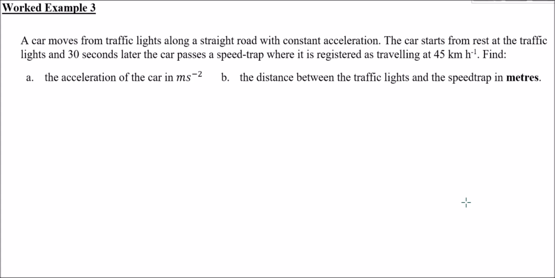So we need to find the acceleration of the car, but be careful, it needs to be in meters per second squared, not in kilometers per hour. So next we need to find how to change the units correctly. Let's first write down what we do know and highlight it accordingly. It starts from rest, so we can say that u equals 0. The initial velocity is 0. 30 seconds later, so the time is 30.